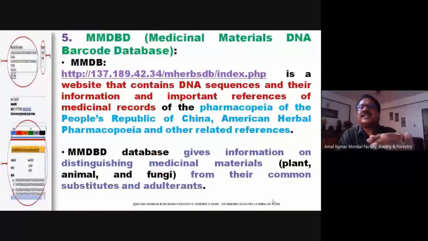Number 5, Medicinal Materials DNA Barcode Database. MMDBD is a website that contains DNA sequences and their information and important references of medicinal records of the Pharmacopoeia of the People's Republic of China, American Herbal Pharmacopoeia, and other related references. The MMDBD database gives information on distinguishing medicinal materials, plants, animals, and fungi from their common substitutes and adulterants.